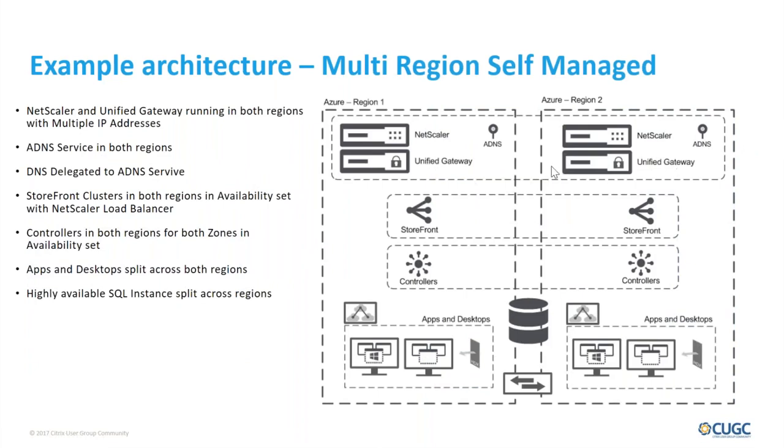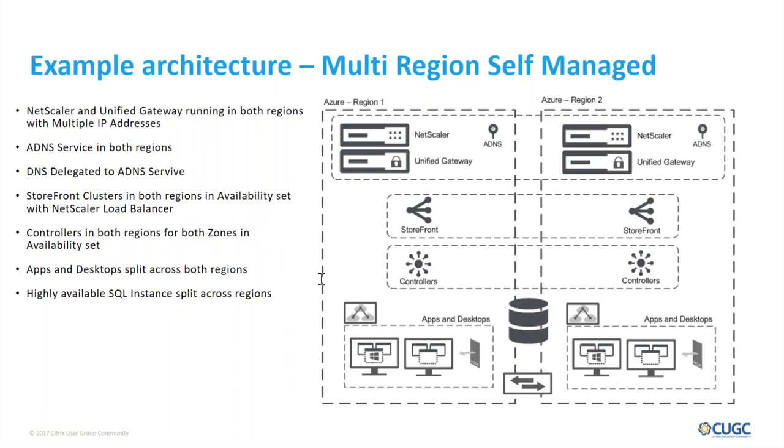And looking at a multi-region self-managed Citrix deployment, this is showing just the Citrix components that you would put out there. You would have NetScaler and Unified Gateway running in both regions with multiple IP addresses. These, again, would need to be put in an availability set so that you don't lose service in any specific region. You'd have ADNS services in both regions with DNS delegated to both ADNS services. You would have individual storefront clusters, one in each region, again sitting behind either an internal load balancer using Azure or a NetScaler ADC load balancer.